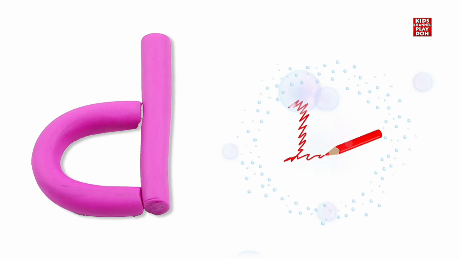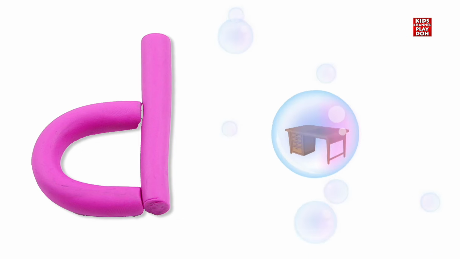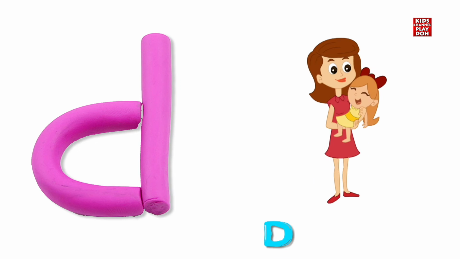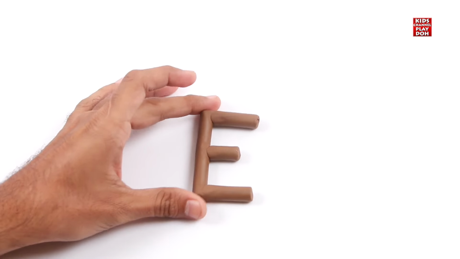D is for draw, draw. D is for desk, desk. D is for daughter, daughter. D is for down, down. Here comes the letter E.